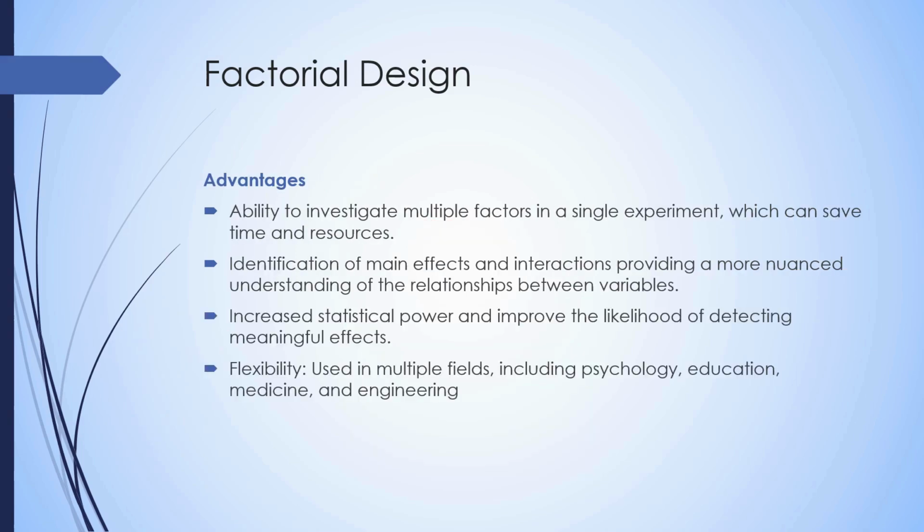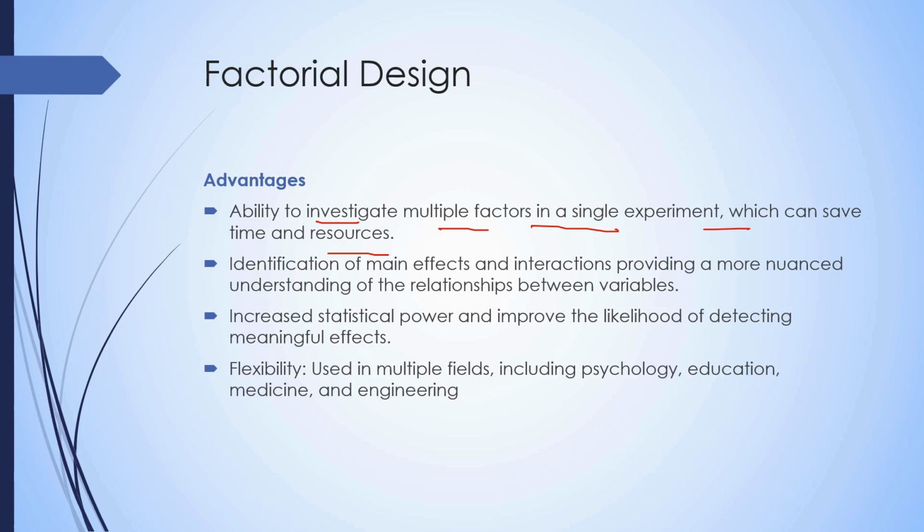Let's see the advantages of factorial design. The first advantage is that it has the ability to investigate multiple factors in a single experiment, which can save time and resources. We can have multiple levels under each independent variable, and we can create all the possible combinations for all these levels and then study the effect of all of these combinations on the dependent variable. So all this can be done in a single experiment. This saves a lot of time and resources for the researcher.